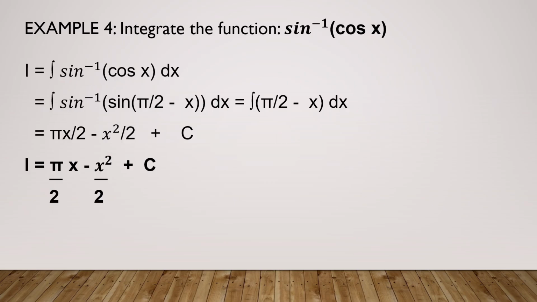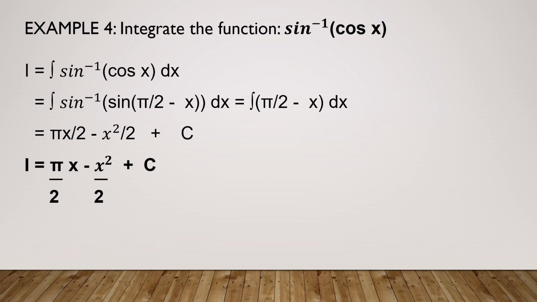Next example, integrate the function sine inverse of cos x. Now over here, remember whenever you are having sine inverse type of functions, try to make it as sine inverse into sine, cos inverse into cos, so that the inverse goes out and you will just remain with the angle. So now cos x can be written as sine of pi by 2 minus x.